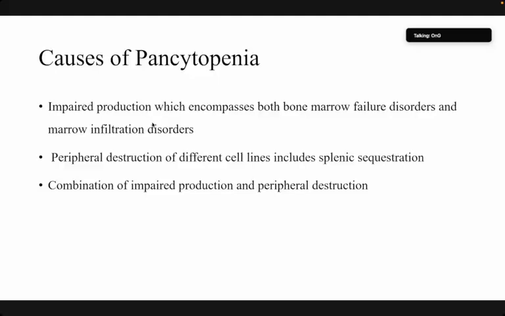So in terms of causes of pancytopenia, they can be grouped into three broad categories. So impaired production, which encompasses both bone marrow failure disorders and marrow infiltration disorders, peripheral destruction of the different cell lines, and this includes splenic sequestration, and then there can also be a combination of impaired production and peripheral destruction.